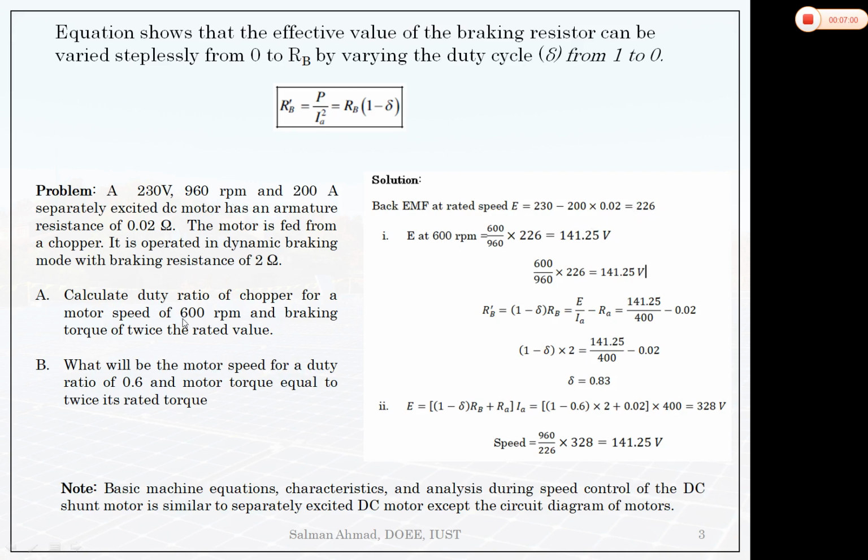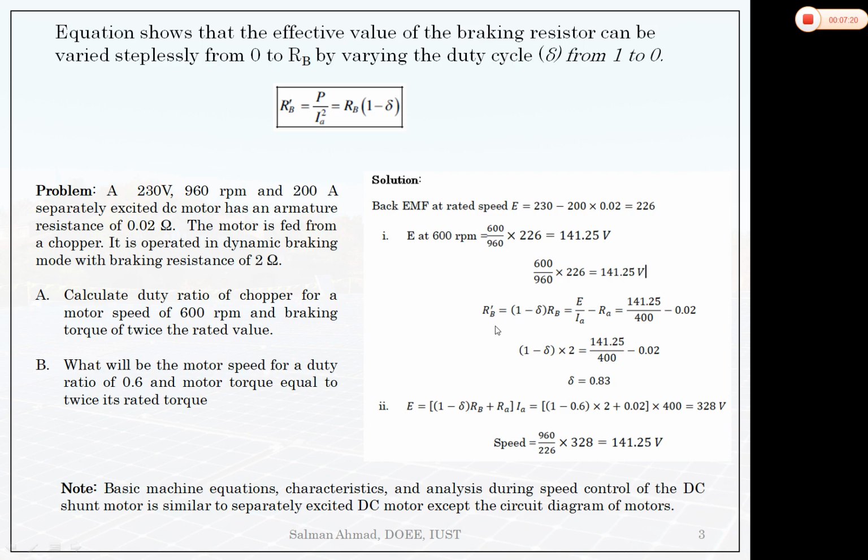So at 600 rpm, what will be the back EMF? Simply you can write that at 960 rpm we have a back EMF of 226. Then at 600 rpm, what will be the back EMF? That value will be 141.25 volt. Okay.